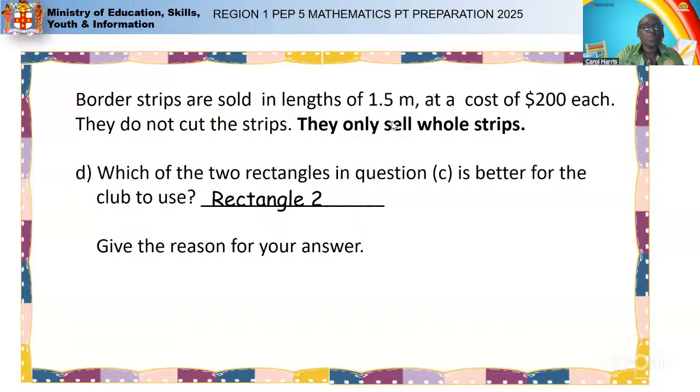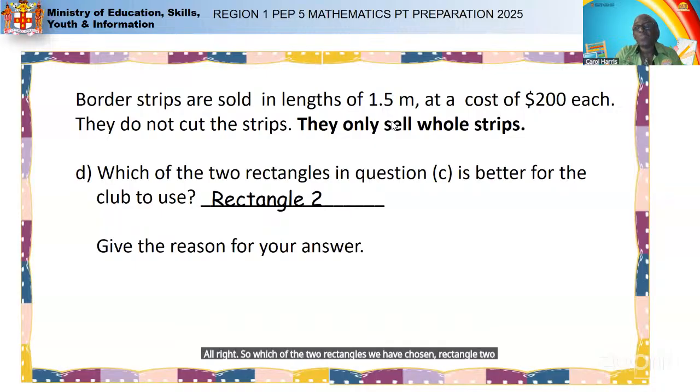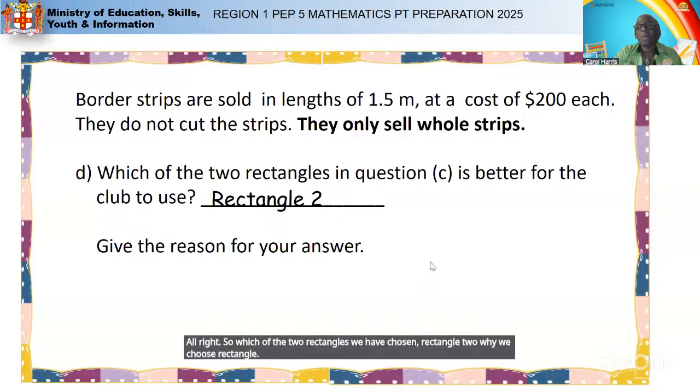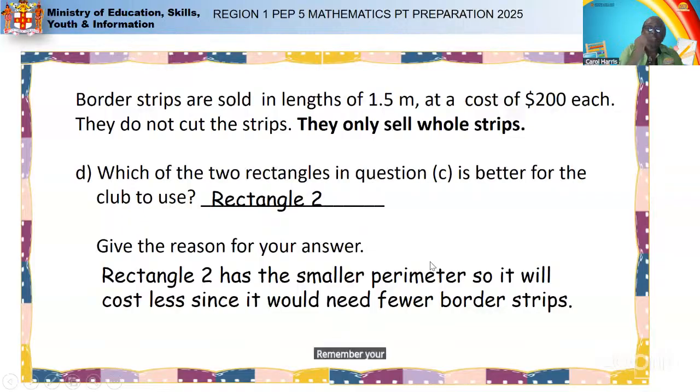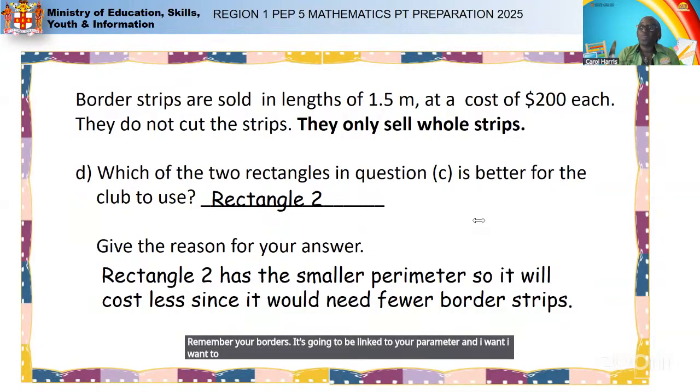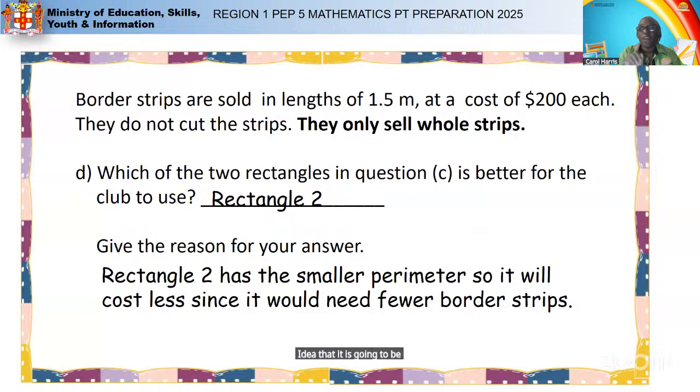All right, so which of the 2 rectangles? We have chosen rectangle 2. Why are we choosing rectangle 2? Remember, your border is going to be linked to your perimeter. And I want to commend the persons who brought out the perimeter because the truth is that's the feature that is going to be most key. I do not in any way discount your idea that it is going to be a factor.